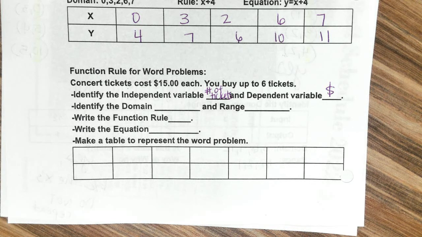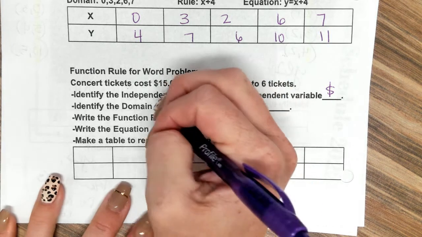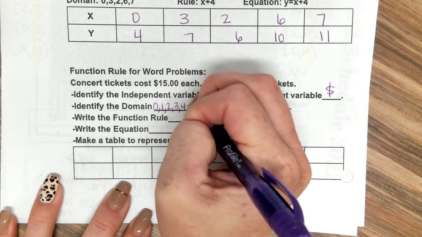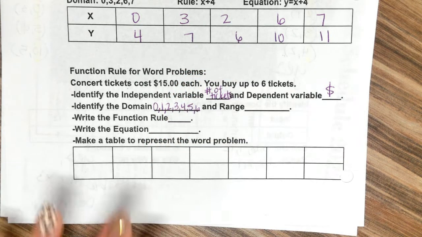1 through 6, yes? Could it be 0? No. Oh, yeah. Why not? Do I have to buy a ticket? No. You buy up to 6 tickets. Does it say I buy more than 0? So can I buy 0? So I can buy 0. I can buy 1, 2, 3, 4, 5, or 6 tickets.